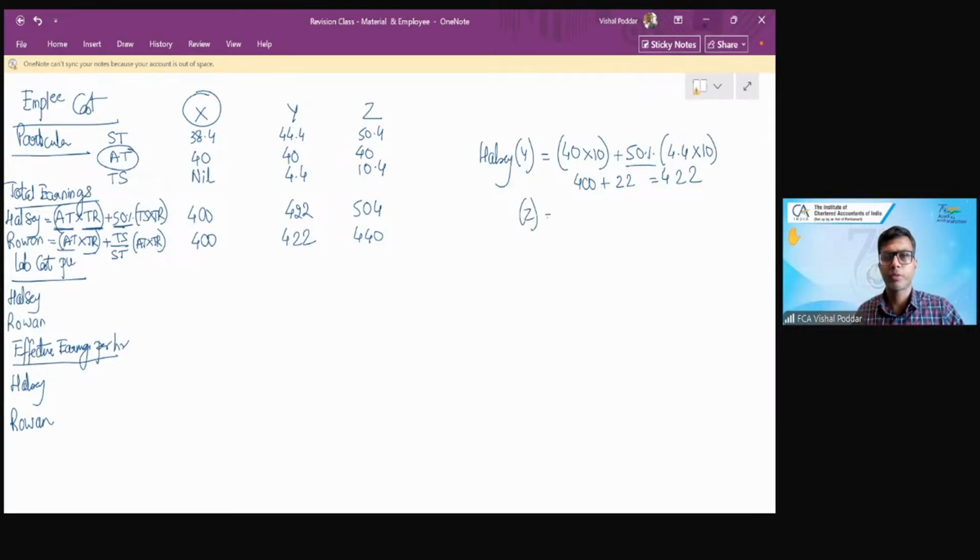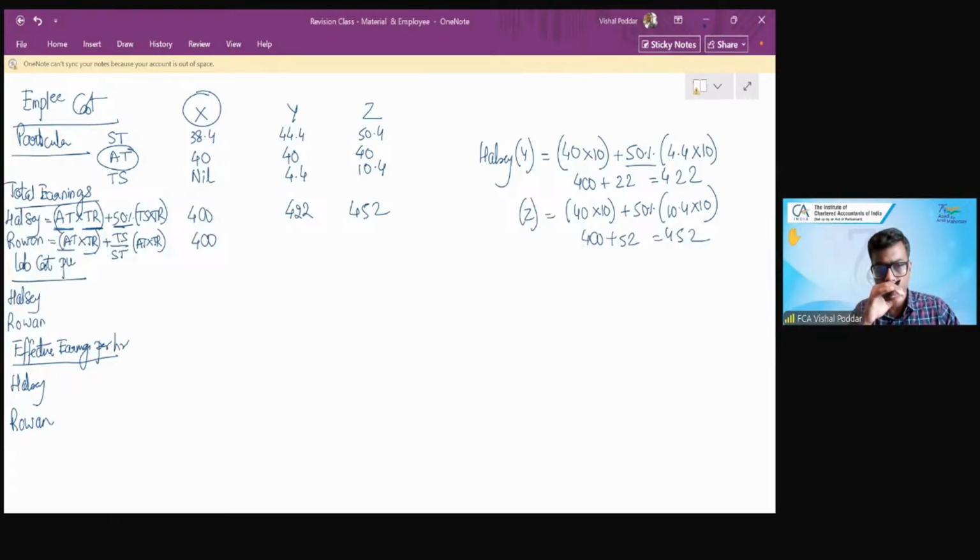So let me now do for Z also. 40 into 10 plus 50% of time saved, which is 10.4, into 10. So this is again 400 plus this is 104. Half of that is 52. So 452. So this answer is 452. Others are also corrected by this. Please make corrections, students. Ishan, I hope you have understood.